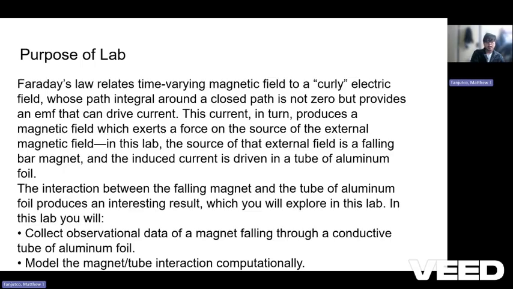We need to collect observational data and model the magnet-tube interaction computationally, so we can compare both the physical and computational data and see if our predictions are correct.